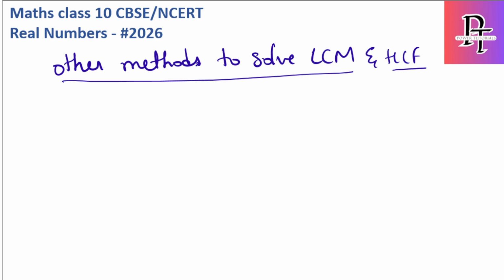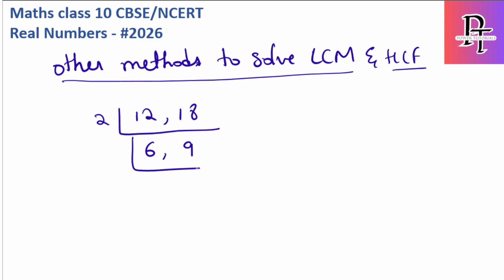Suppose the same question, 18 and 12. I will do the same again. What is the method? We write all the numbers for which we have to find the LCM, then check for prime factors common between them. If I divide by 2, I get 2 sixes are 12, 2 nines are 18. If it is not dividing, just write it the same.